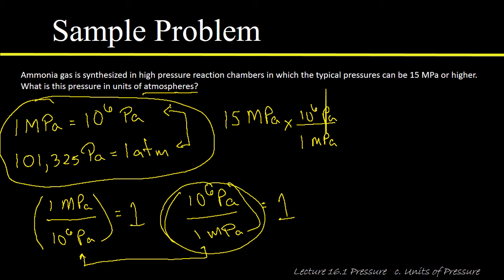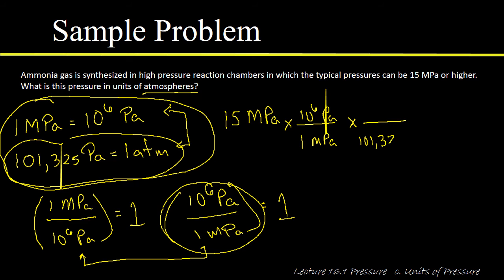And then we'll do a second step to convert between Pascal and atmospheres. So we'll make another conversion factor. In this case, we want pascals to cancel. So we'll write 101,325 Pascal in the denominator and 1 atmosphere in the numerator. All right. And then when we multiply that together, you see that our megapascals cancel, our pascals cancel, and the units that we end up with are atmospheres.